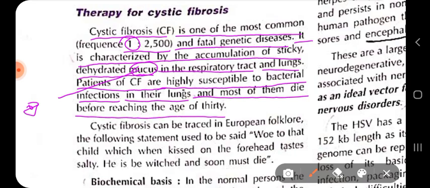Now, mucus is always produced within our body in order to clear away the dirt particles. But if that mucus gets dehydrated, it becomes sticky, then what happens? It creates a good environment for other bacterial infections to occur within that site, within the lungs, and thus most of the people suffering from cystic fibrosis die. They die before they reach the age of 30.